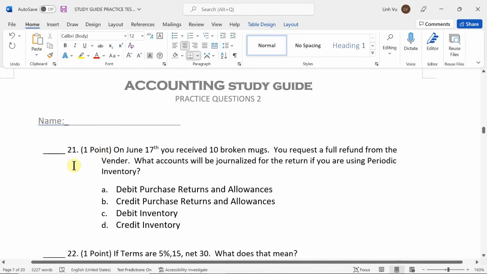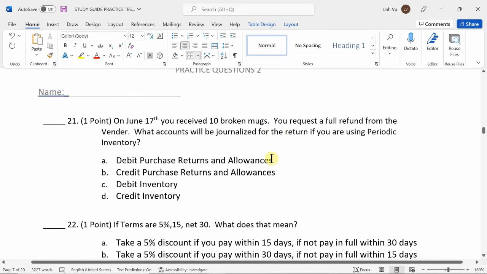All right, question 21. If on June 17 you received 10 broken mugs, and you requested a full refund from the vendor, what account will be journalized to record the return if you are using periodic inventory? So that's the key word, periodic inventory. And you're returning to a vendor. You debit purchase returns and allowances.